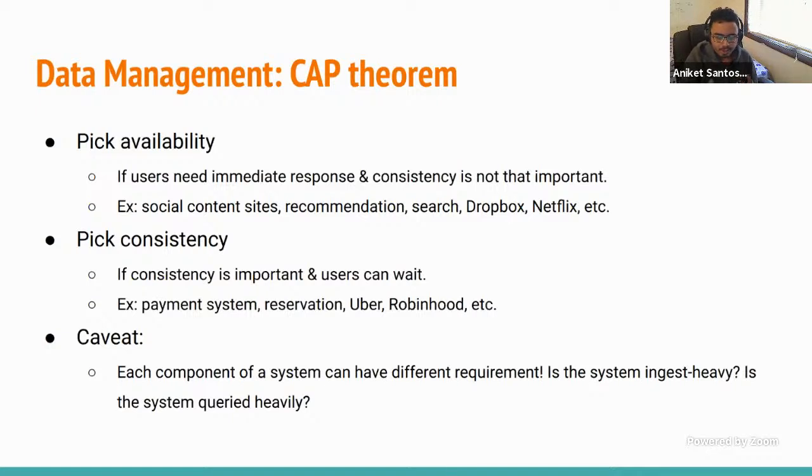And each component of a system can have different requirements. So we should really ask, is the system ingest heavy or will the system be queried heavily? In the case of IoT, if we have a very low number of sensors, then it won't be ingest heavy. So you are fine with a low-end database, which does not have the guarantees of providing high throughput writes to that database.